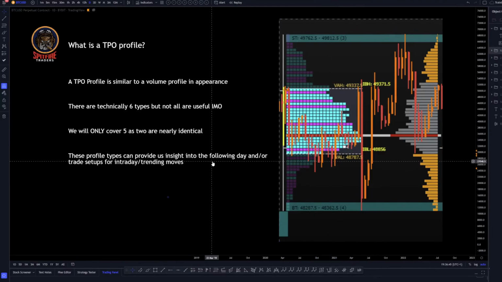So it can give us insight into the following day and potentially trade setups for intraday or trending moves. Now TPO in general is used, as I've said before, more for intraday stuff. However, if you've got an intraday that can then potentially turn into a swing, happy days. Alright, so that's what a profile is.